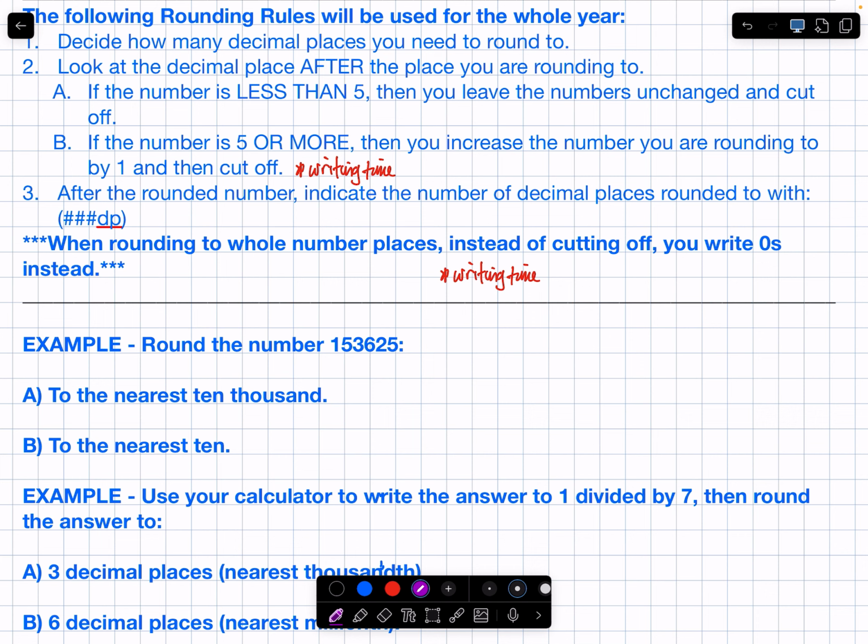Now let me demonstrate. I have this number, 153,625. I want to round it to the nearest 10,000. We might have to review some things though, because for you to know where to cut off, you need to know which is the 10,000s. Hopefully you did this in primary school. You did the columns, you had the decimal point here.